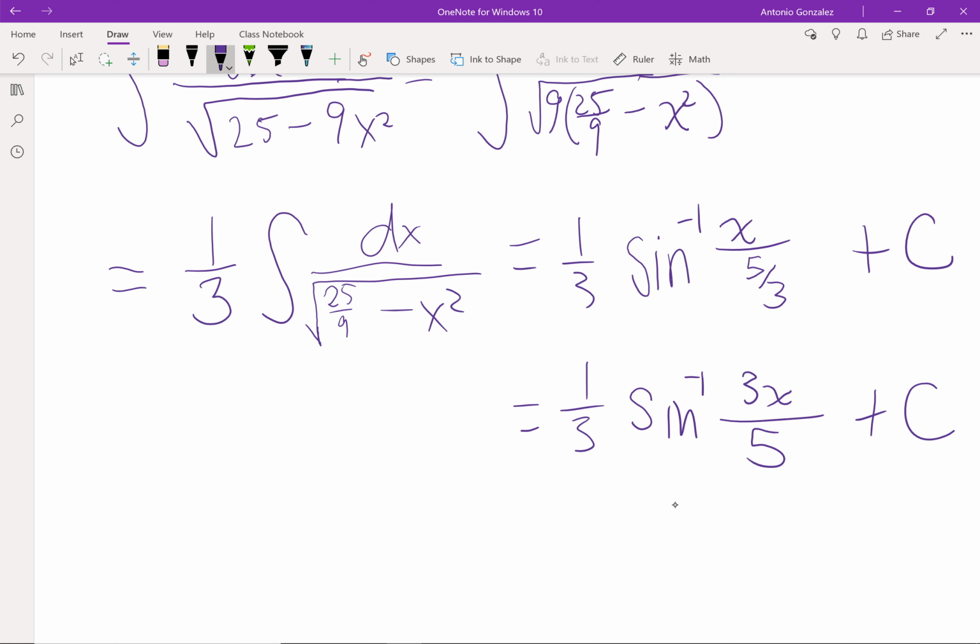Okay, so that will be an example where you apply our new indefinite integral. So something that doesn't look exactly like it, but just manipulating it allows us to use that formula.